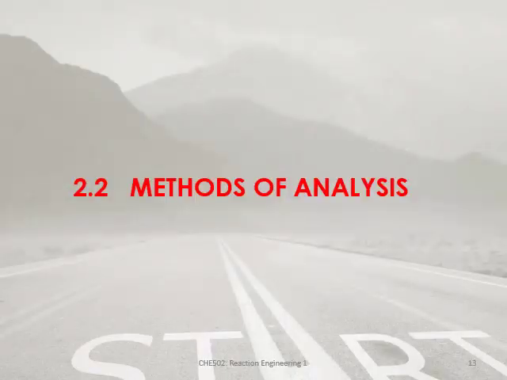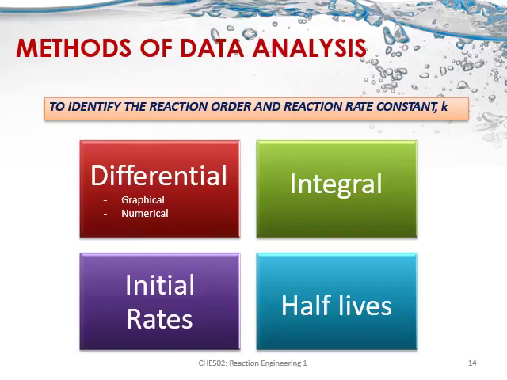The second part of chapter 2 is methods of analysis. There are 4, as I mentioned earlier: differential, integral, initial rates, and half-life. Under differential, you may have graphical and you may have numerical. I repeat again: what is the main purpose of determination of rate law? It is to determine the reaction order and the reaction rate constant k.